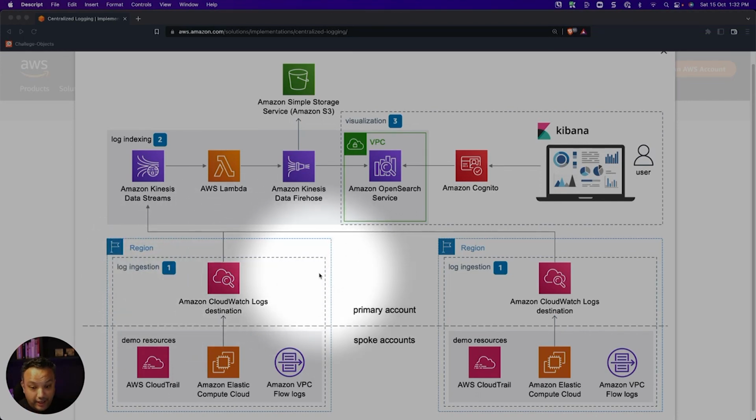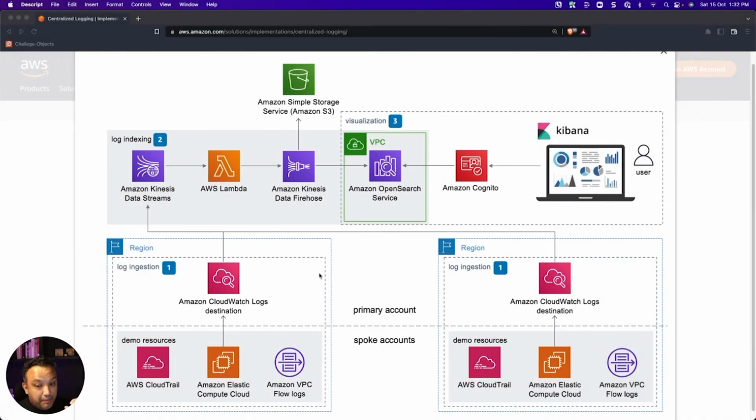Now, this is also very useful, especially if you have a multi-account AWS setup, right? If you have a multi-account AWS setup, one of the recommendations is to have a separate account only for logging and monitoring the other AWS accounts that are under the parent account, right? So this is one of the recommendations that you have. That's a good thing to do.